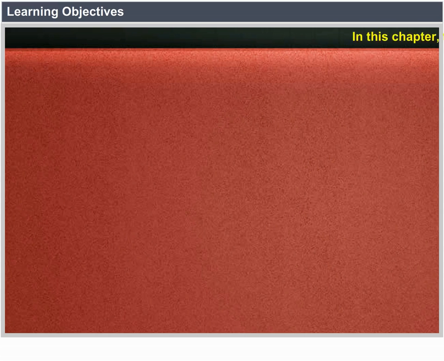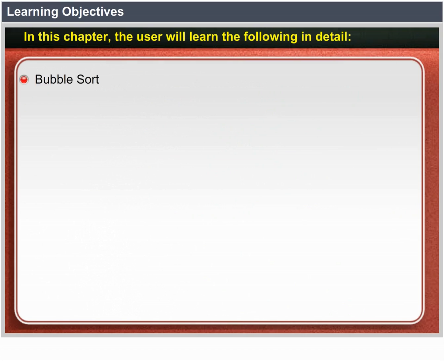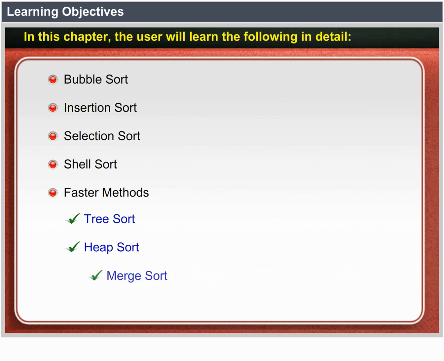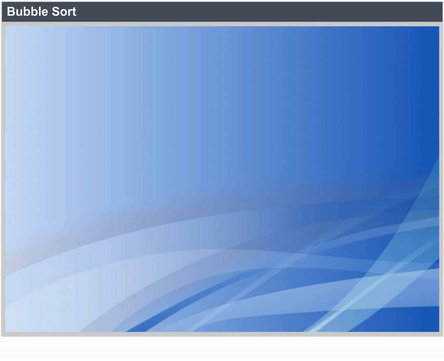Learning objectives. In this chapter, the user will learn the following in detail: bubble sort, insertion sort, selection sort, shell sort, faster methods, tree sort, heap sort, merge sort, quicksort, linear time sorting, counting or enumeration sort, radix sort, and bucket sort.